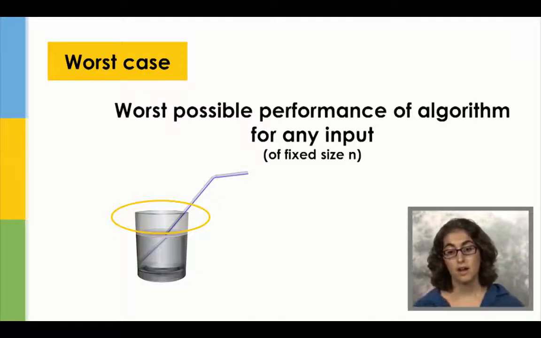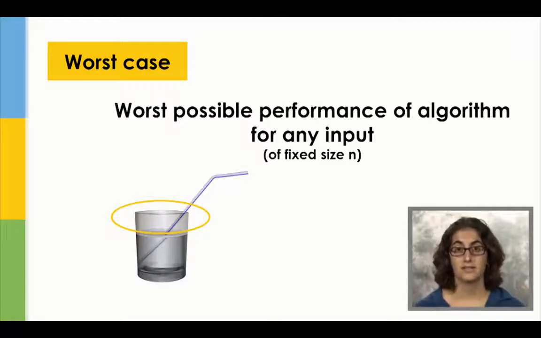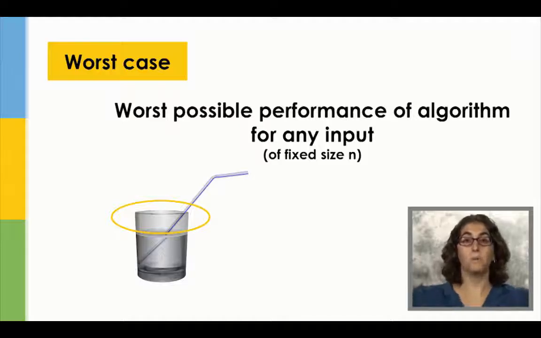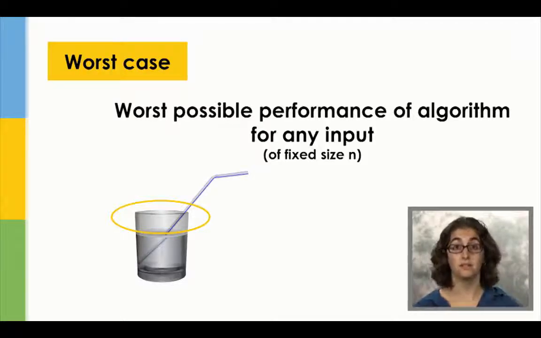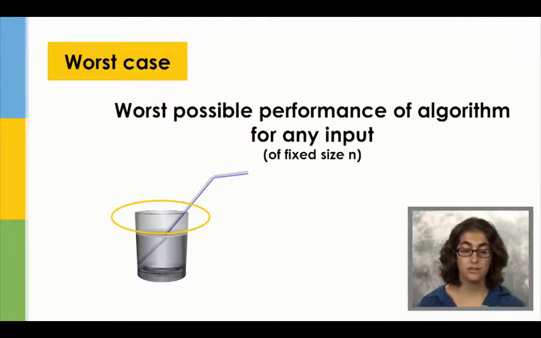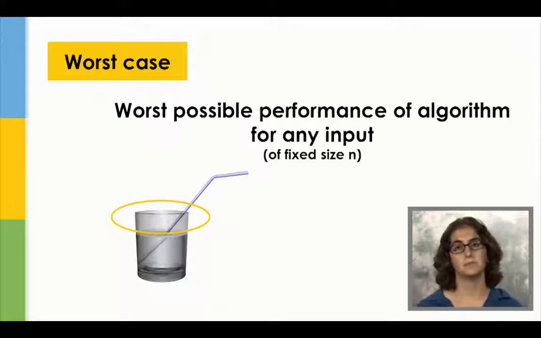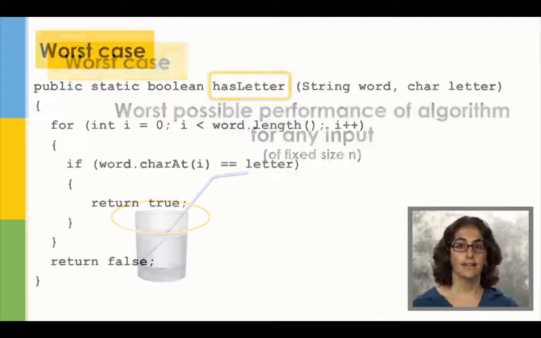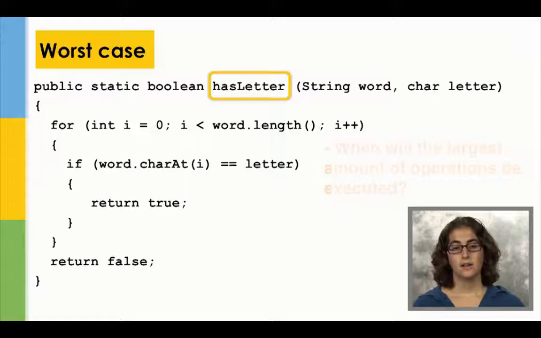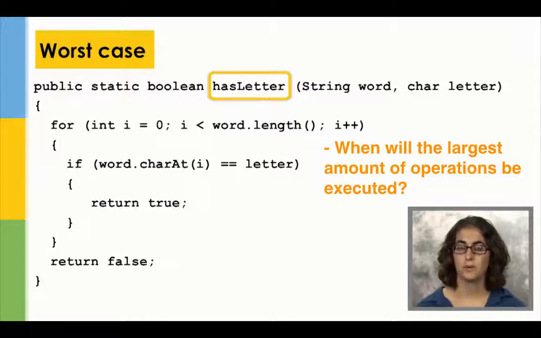And so what should we prepare ourselves against? What's the worst possible performance of the algorithm, no matter how bad the input, still for a given fixed size? And so what we'd like to do now is look at our algorithm and say, as pessimistically as possible, in the worst possible situation, how many steps will I need?